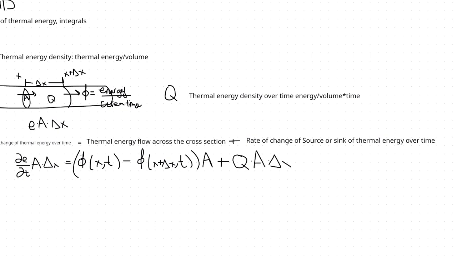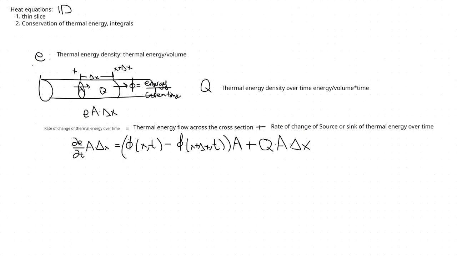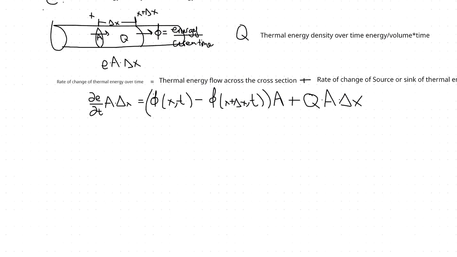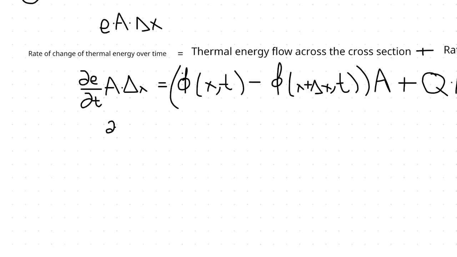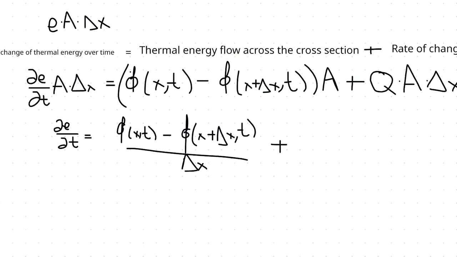Cool. So now we have this equation that describes a physical property that makes sense based on intuition, put into some math, and we can do some manipulation to it by dividing both sides of the equation by A times change in X. And we get change in E over change in T is equal to the flux at X, T, minus flux at X plus change in X, T, over change in X, because the A's cancel, plus Q, because the A and the change in X cancel.